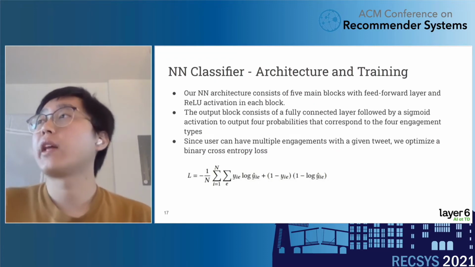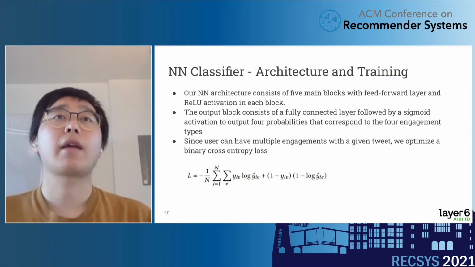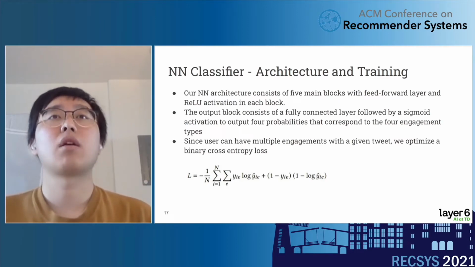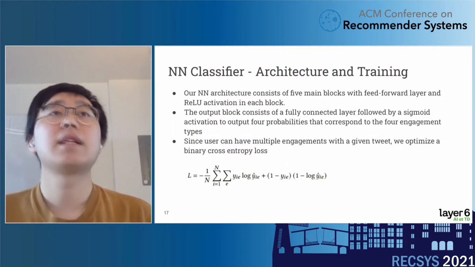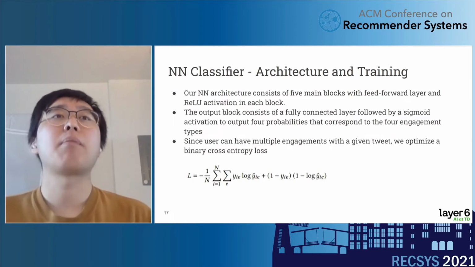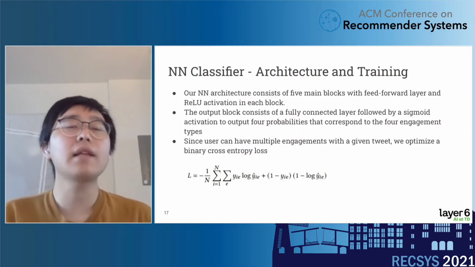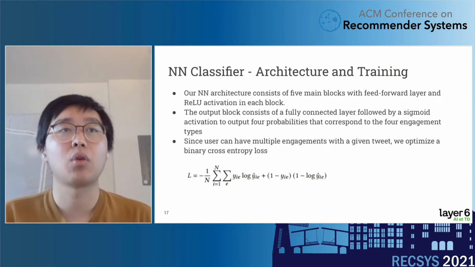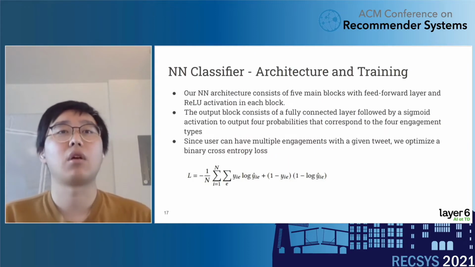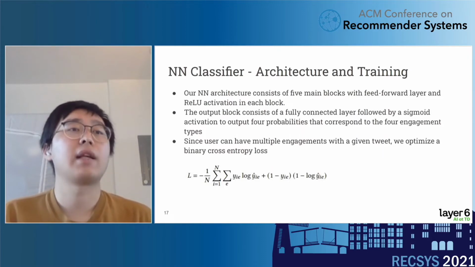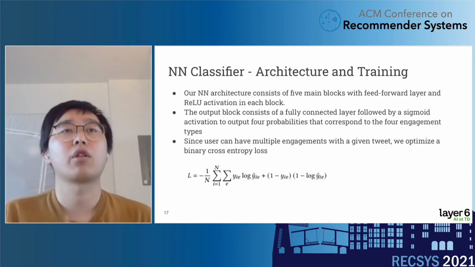Next, I will get to the architecture and training details of our NN classifiers. Our NN architecture consists of 5 main blocks, with a feed-forward neural network layer and ReLU activation in each block. The output block consists of a fully connected layer followed by a sigmoid activation to output 4 probabilities that correspond to the 4 engagement types. Since users can have multiple engagements with a given tweet, we optimize a binary cross entropy loss, shown here. In this loss, N is the number of training examples, E is one of the 4 engagement types, and we sum over it. Y of i,e is 1 if the user engaged with the tweet and 0 if the user hasn't engaged with it, and Y hat i,e is the predicted engagement probability. So basically, it's a sum of binary cross entropy across the 4 types of engagement and across the sample size.